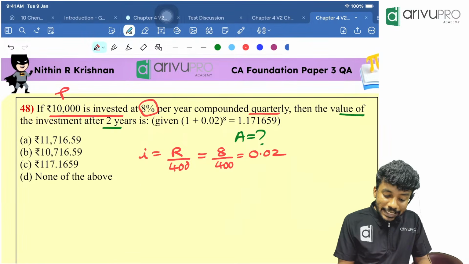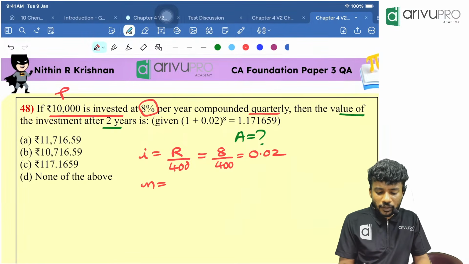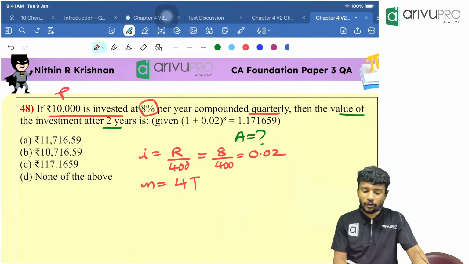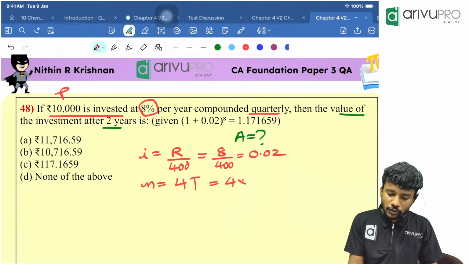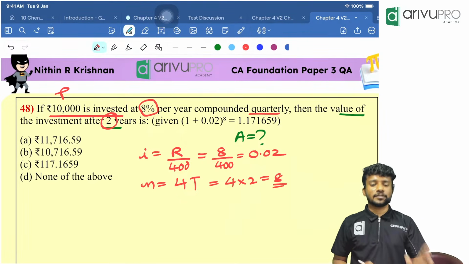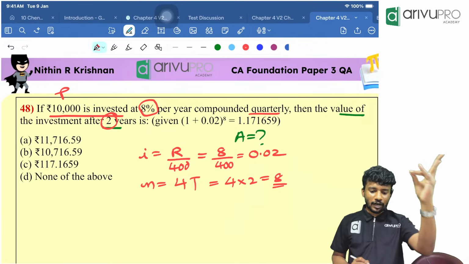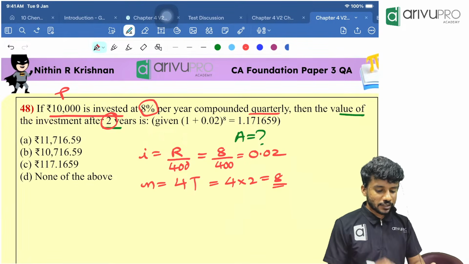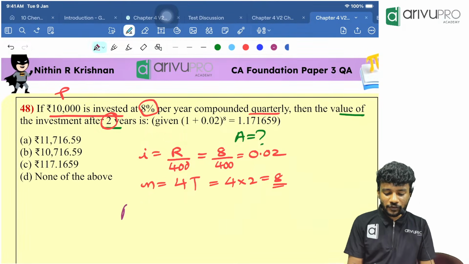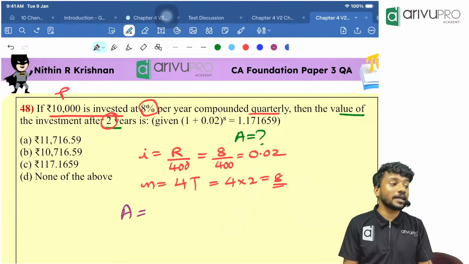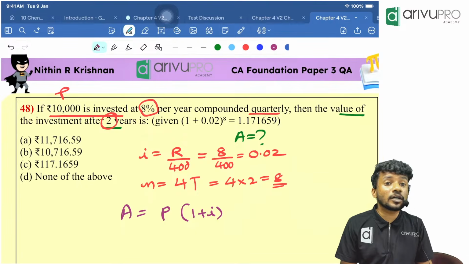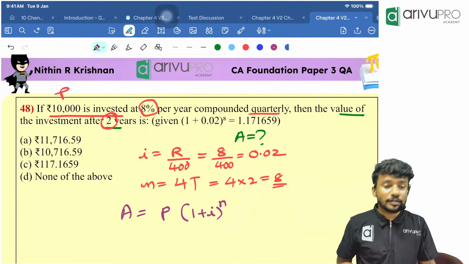Then n is how much? Whenever it is compounded quarterly, we will write it as 4 into number of years. That means how much is it, people? 4 into number of years is how much over here? 2, which is equal to what? 8. We have n, we have I, everything is there with us. Then they are asking us to find the value of the amount. How to find the value of the amount, people? A is nothing but P into 1 plus I, the whole power what? The whole power n. Correct?